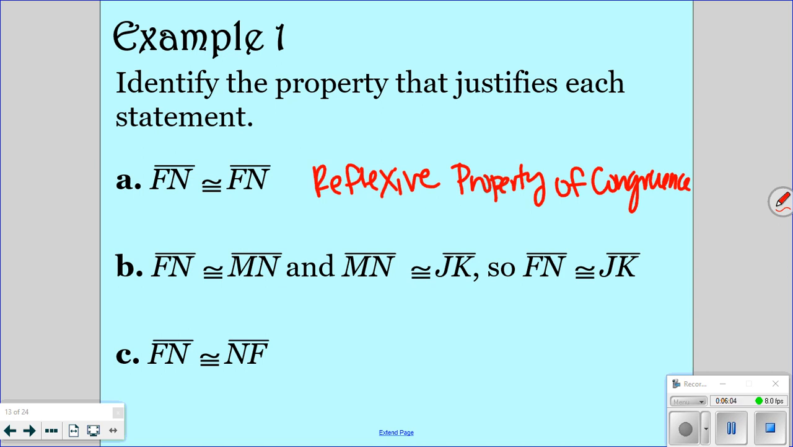For the next one, FN is congruent to MN, and MN is congruent to JK. So that means that FN is congruent to JK. Which property would we use for that one? Hopefully you said transitive property of congruence.